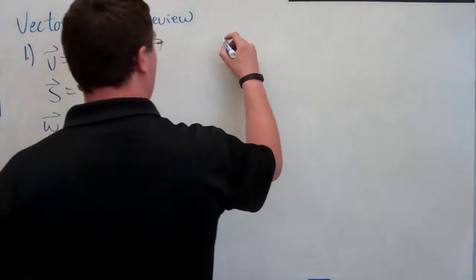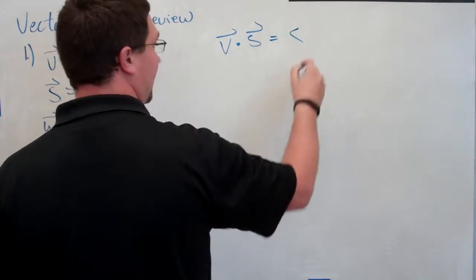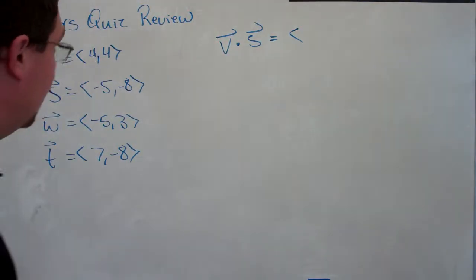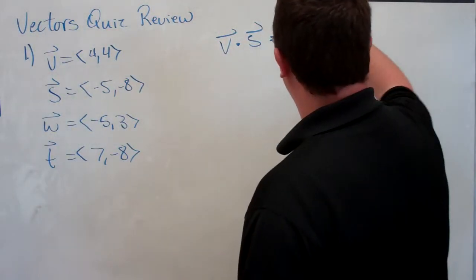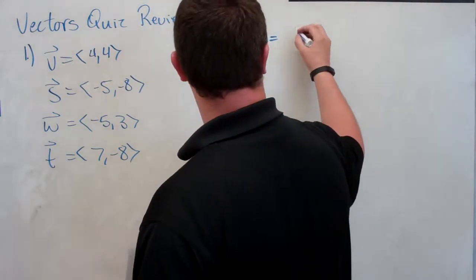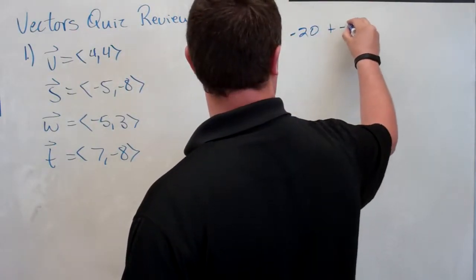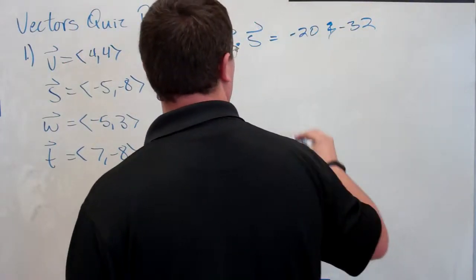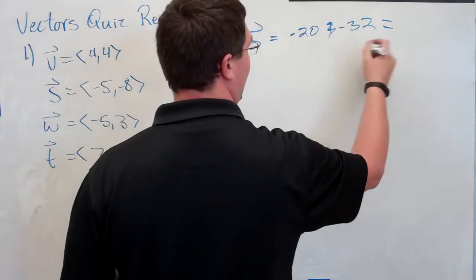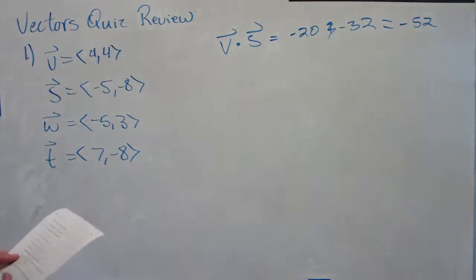Number 6 wants V dot S. Okay, dot product. Remember, multiply the A's, multiply the B's, add them together. All right, so V times S. We have negative 5 times 4, which is negative 20, plus negative 8 times 4, which is negative 32. So this is negative 20 minus 32, negative 52. That is your dot product for number 6.